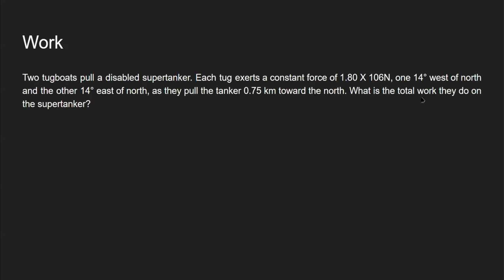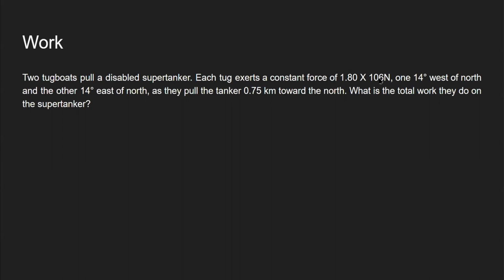Welcome again. This is work under the work-kinetic energy theorem. The problem here states that there are two tugboats pulling a disabled supertanker. Each of them exerts a constant force of 1.8 times 10 to the 6 newtons. That is to the sixth.